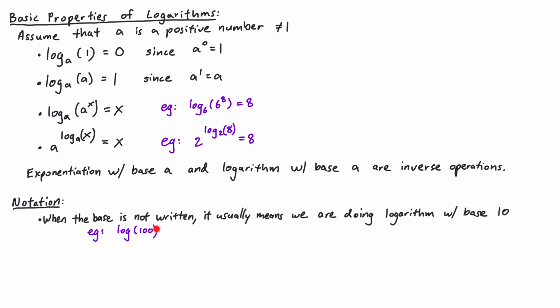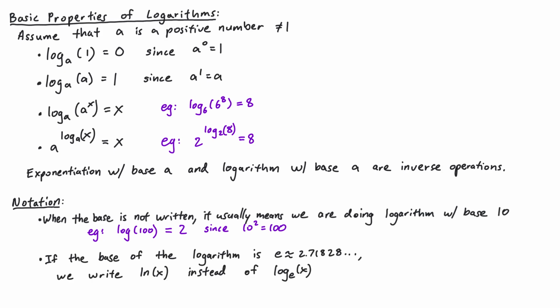And so, to compute this logarithm, you want to think to yourselves, 10 raised to what power gives me 100? Well, 10 squared gives us 100, so the answer to this logarithm is 2. Again, this is because 10 to the power of 2 is 100. Also, I'll point out that on your calculator, you'll see a log button without a specific subscript. This means that whenever you press that button, you'll be doing logarithm with base 10.